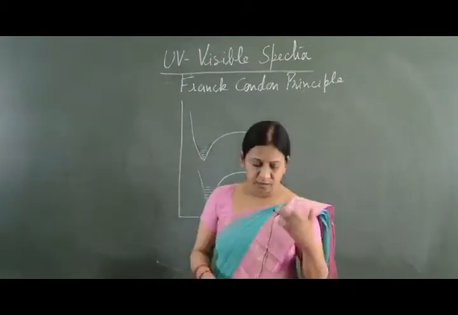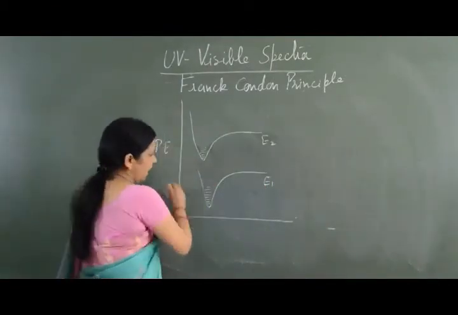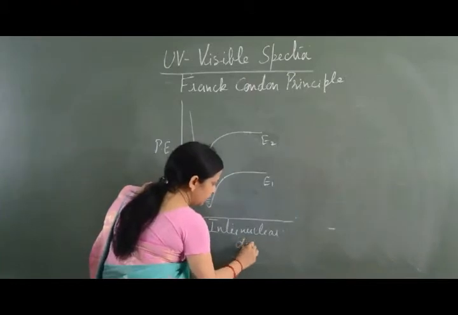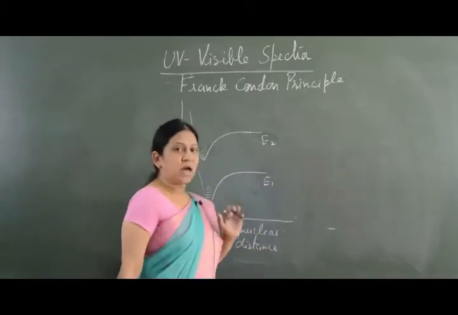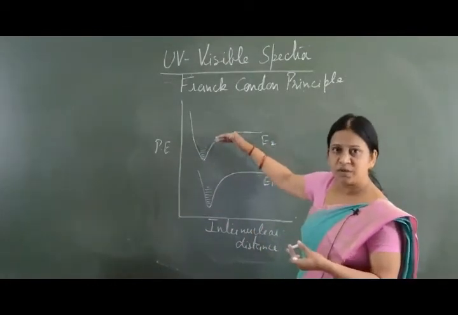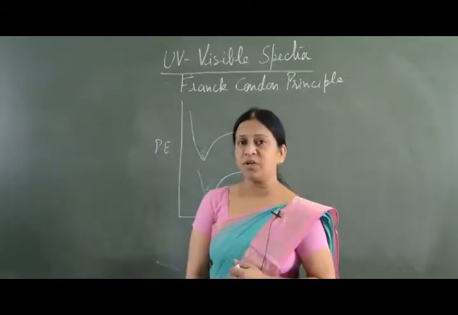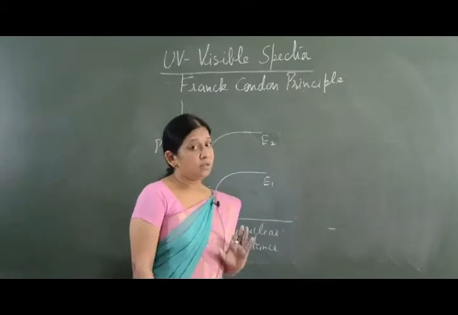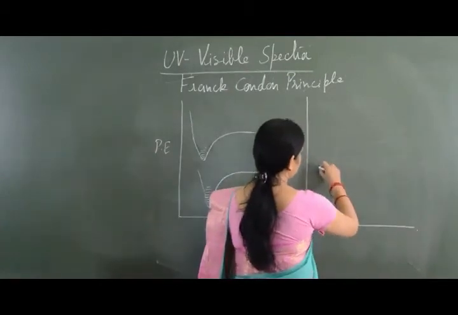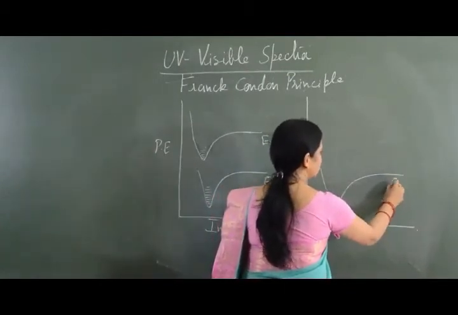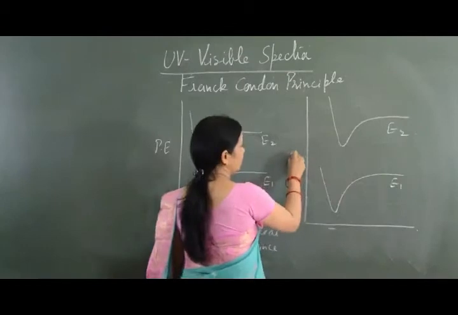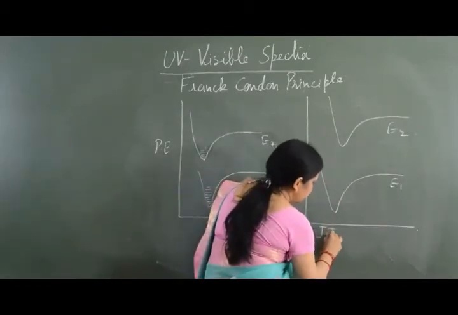The plot which I have drawn is between energy and internuclear distance. This is internuclear distance. So, this is the ideal situation. The upper energy level is just above the lower energy level. This is the ideal situation whenever electronic transitions are taking place, but actually the scene is something else. The scene is, this is the lower energy level, which is E1, and this is the higher energy level, which is E2. Again, this is potential energy and this is internuclear distance.